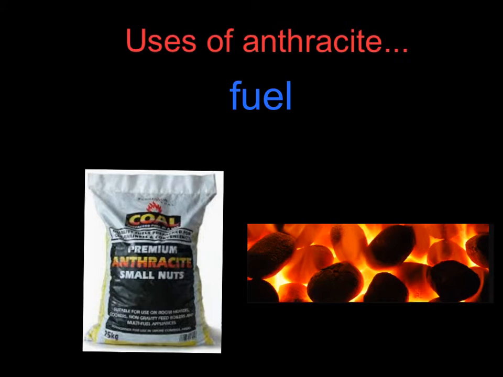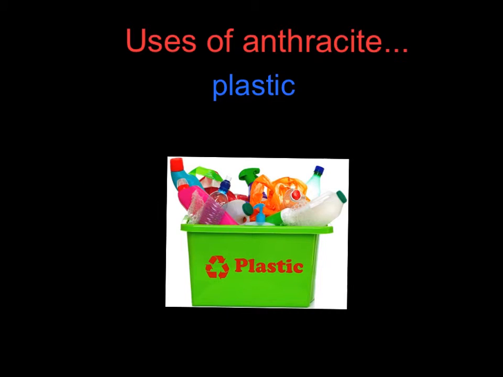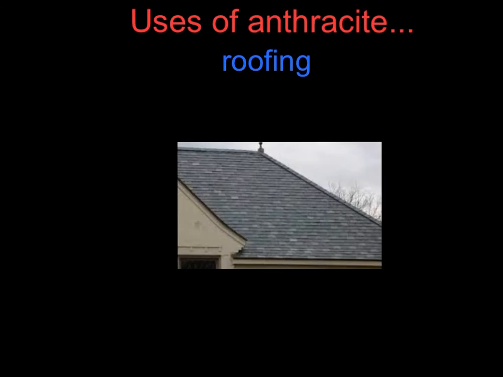Now, you might not know this, but anthracite is actually a type of coal. It is the highest form of coal, and that is why you see on this bag right here, it says coal. Another use of anthracite is in the making of plastic. Another use of anthracite is in roofing.